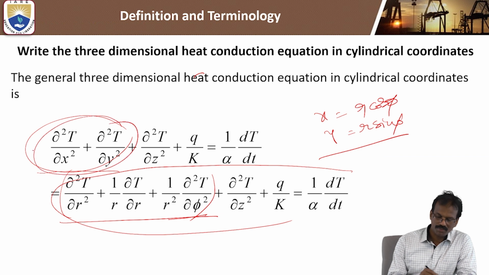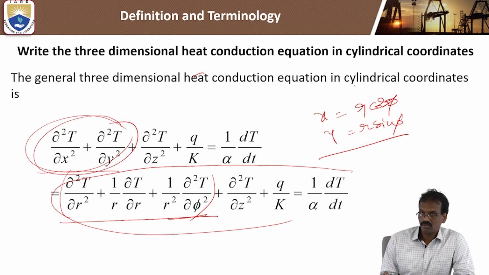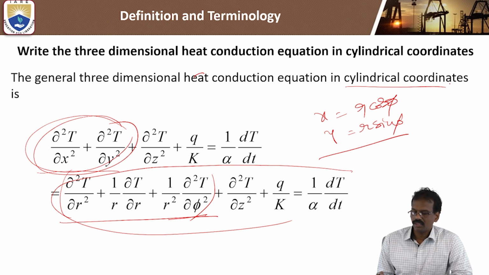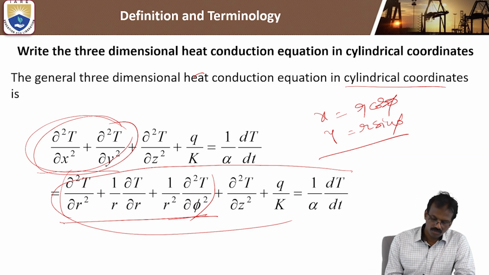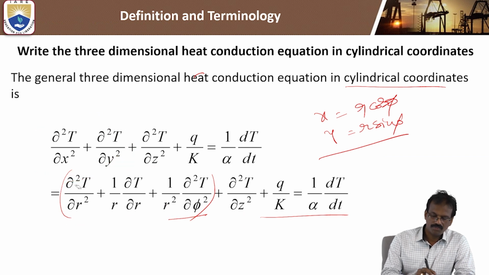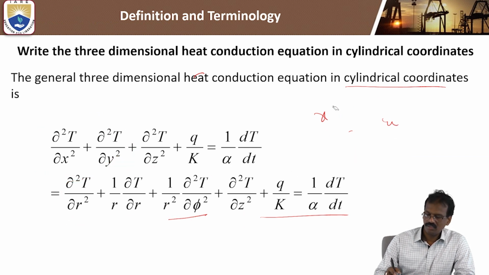Only two parameters will be changed compared to the Cartesian coordinate system with respect to the cylindrical coordinate system. So these terms you have to remember. This is the formula for heat conduction in the cylindrical coordinate system.